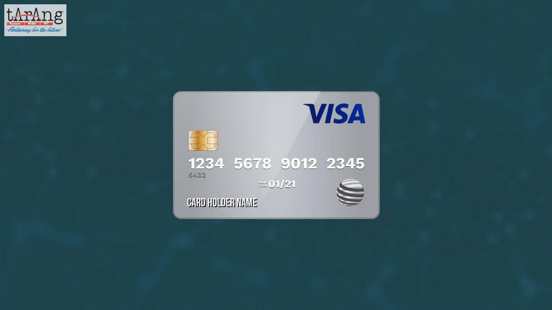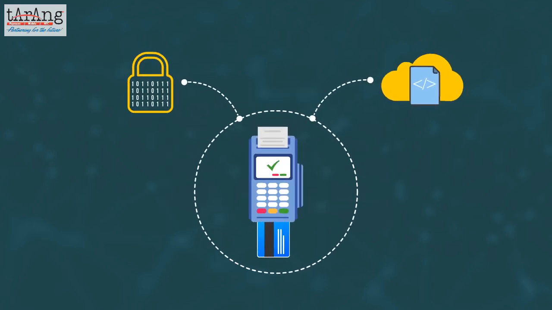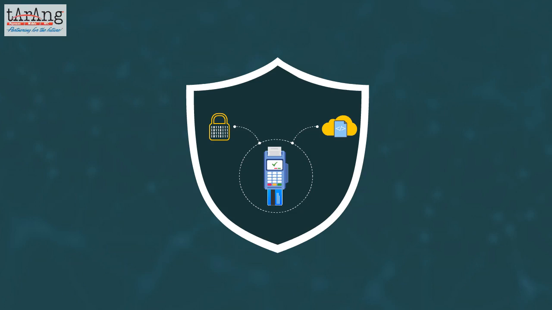During the transaction, the 16-digit PAN or primary account number on the card is encrypted using a secure key inside the payment terminal. The encrypted PAN and a cryptogram is sent from the terminal to the payment network. Hence, EMV transactions are most secure.